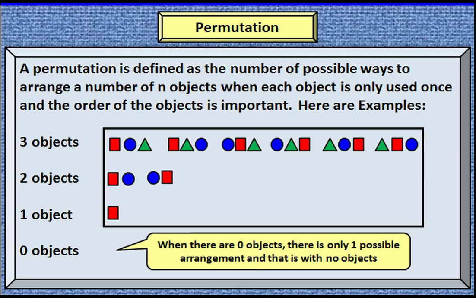Here are some examples. With 3 objects, there are 6 different possible permutations. With 2 objects, there are 2 possible arrangements or permutations. And with 1 object, of course, there's only 1 permutation. With 0 objects, there is 1 possible arrangement, and that is with no object.